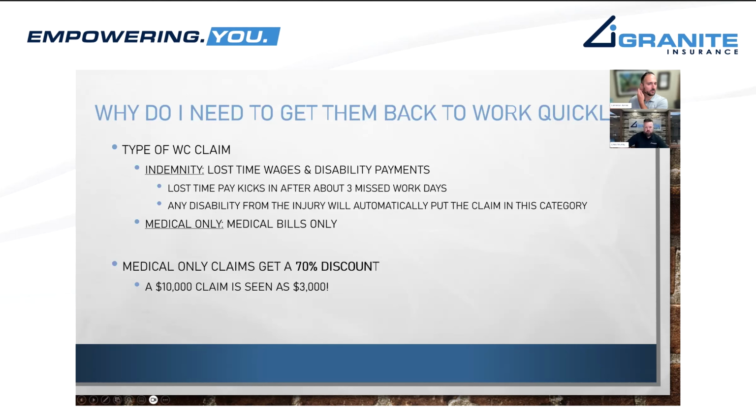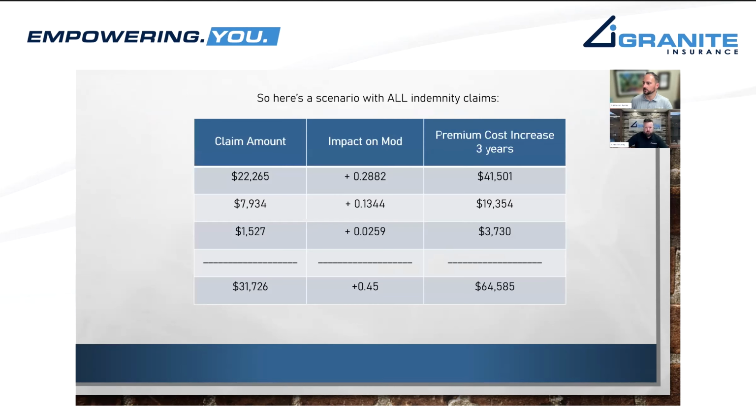I'll go ahead and go to some of the calculations for you. Or go ahead, Murray. All right, perfect. So in this scenario, these are all indemnity claims. By the way, for this table and the next table, this particular company's manual premium is $48,000, just like the calculations before. So let's see how these claims impact their premium. The first claim you see there, $22,265, is going to affect the mod by adding 2.882 to the experience mod.